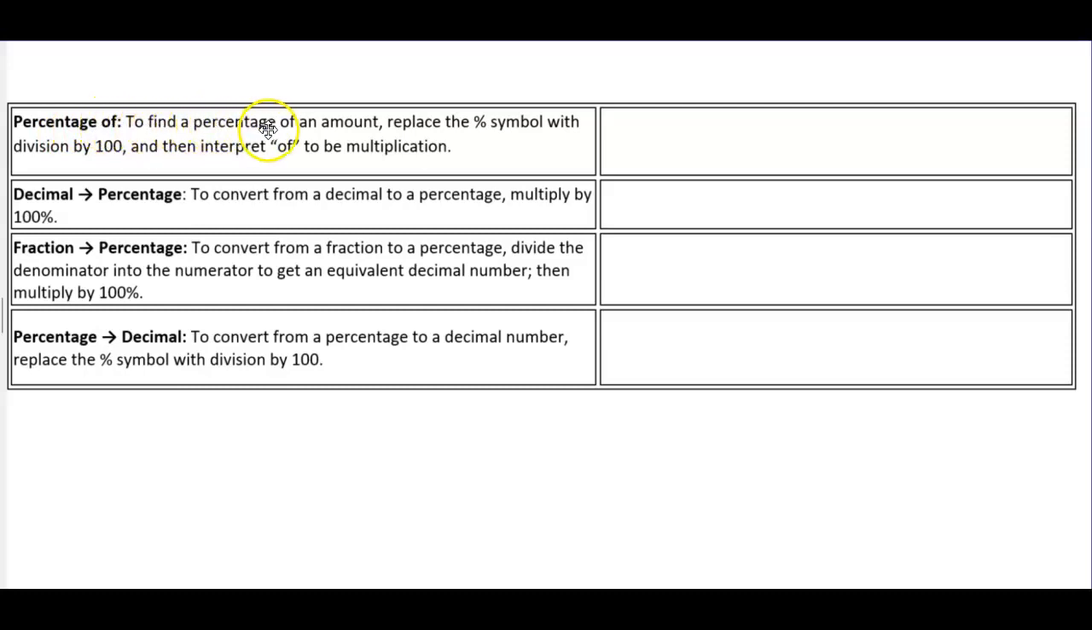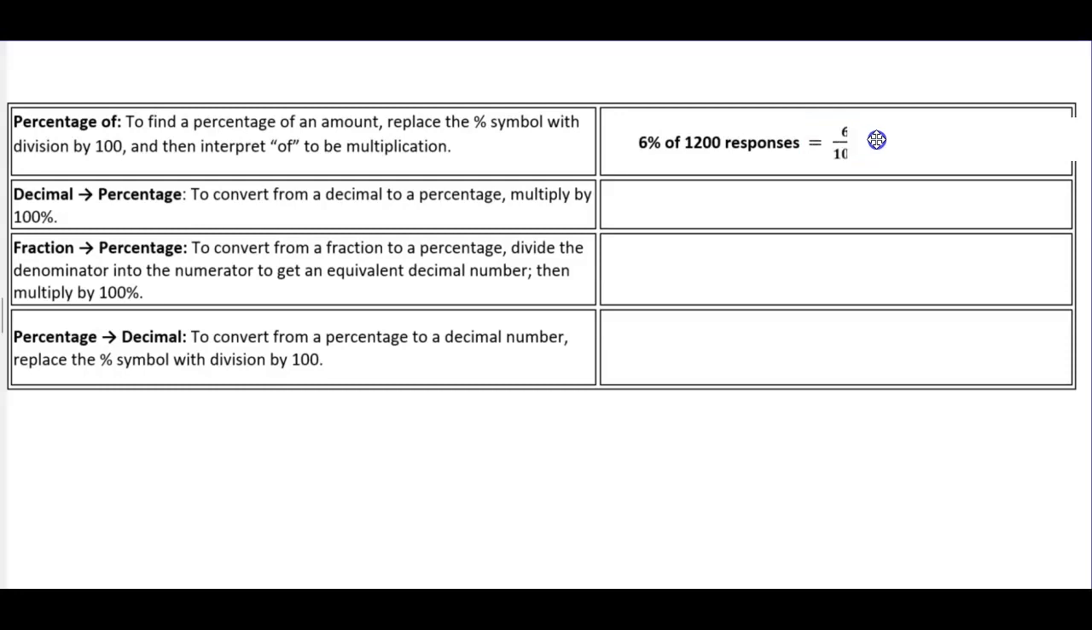To find a percentage of an amount, you replace the percent symbol with division by 100, and then interpret the word of to be multiplication. Let's take a look at an example over here. Okay, first we have 6% of 1,200 responses.